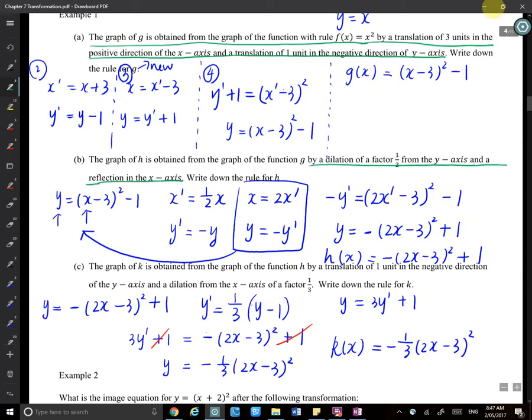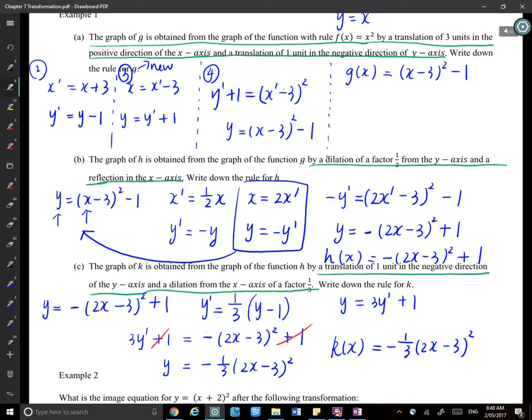I'm just going to keep going. Then I want a translation of 1 unit in the negative direction of the y-axis and then a dilation from the x-axis by a factor of a third. So there are 6 transformations happening at the same time. I want to see what the resultant function g is.